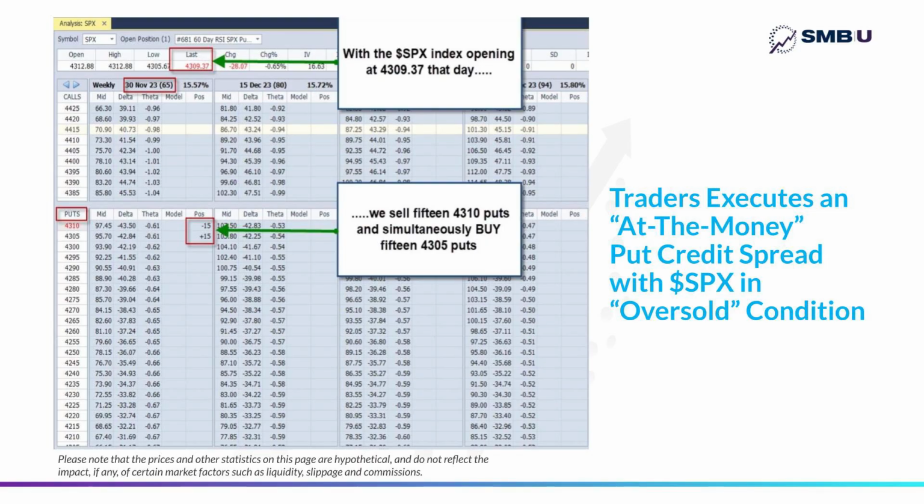And with SPX trading at 4309.37 right around the close, we're going to go ahead and sell 15 of those 4310 put options, which are known as the at-the-money put options, because we're selling them at a strike price which is almost exactly where the index is trading. And then we're going to move down 5 points to 4305 put options, and we're going to buy 15 of those. And when we've done that, selling a put higher up on an options chain and buying a put lower down on that same options chain, when we execute a trade that way, we are entering into what options traders refer to as a put credit spread.